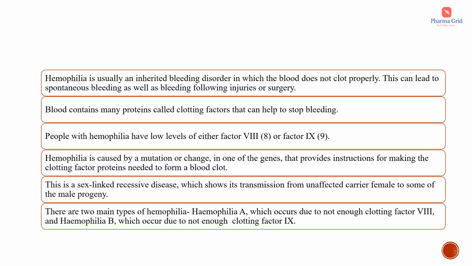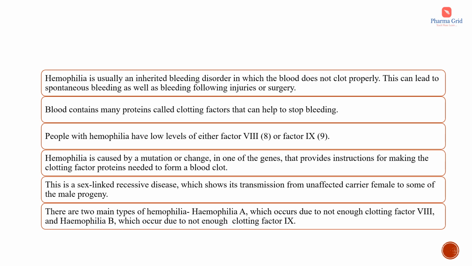Hemophilia is usually an inherited bleeding disorder in which the blood does not clot properly. As a result of this, it can lead to spontaneous bleeding as well as bleeding following injuries or surgery. We know that our blood contains many proteins called clotting factors that can help to stop bleeding. People with hemophilia have low levels of either factor 8 or factor 9. Hemophilia is caused by a mutation or change in one of the genes that provides instructions for making the clotting factor proteins needed to form a blood clot.